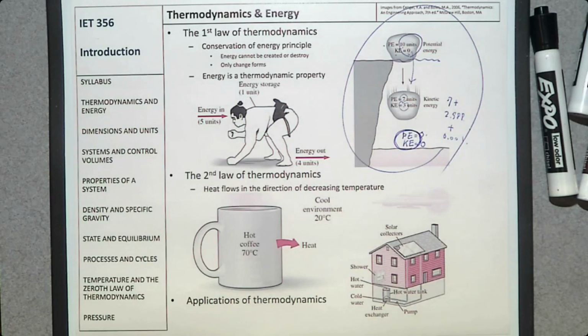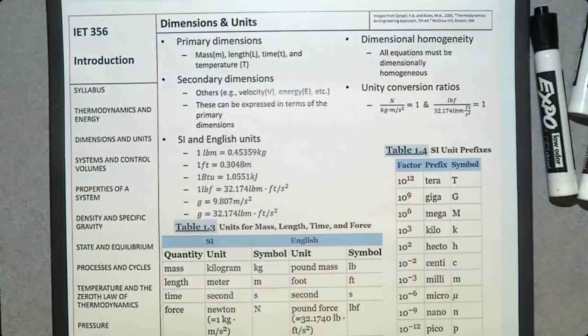So I guess that you have a pretty good knowledge about the first and the second laws. Let's continue. Dimensions and units. I'm pretty sure that you have some knowledge about dimensions and units. Of course, you have a pretty good idea about units. There are 2 systems of units, SI units and English units, right? Then what about dimensions? There are primary dimensions and secondary dimensions.